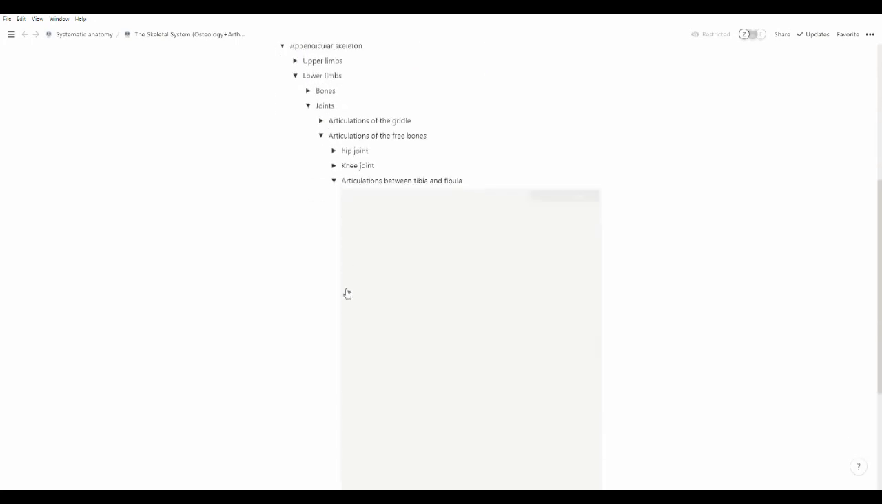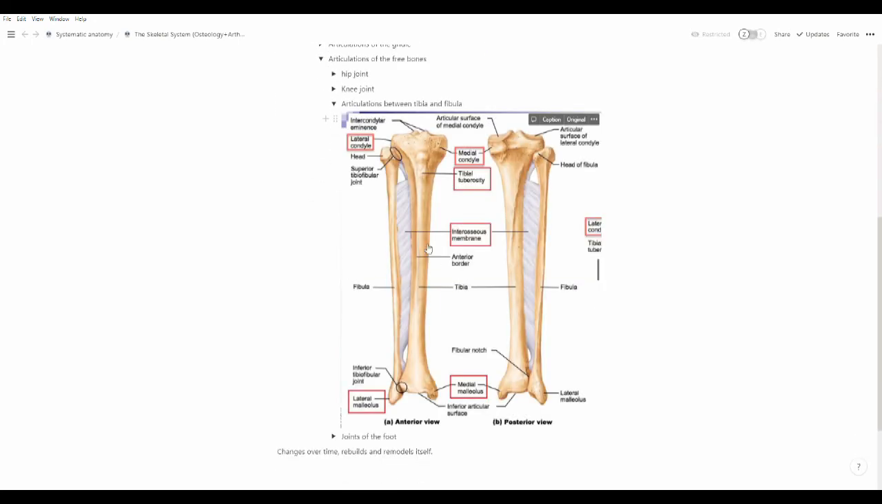So next up, we have the articulations between the tibia and fibula. This part is the simplest part. It's just a bunch of ligaments that connect the tibia to the fibula. Very simple stuff. We have the interosseous membrane, this membrane in here. Very simple. I'm not going to talk about it much.